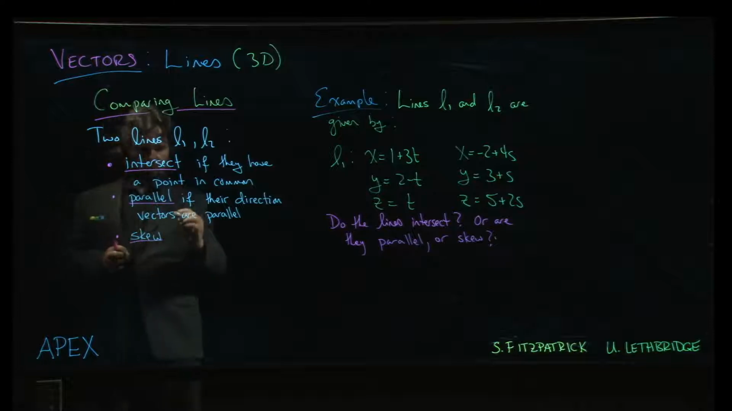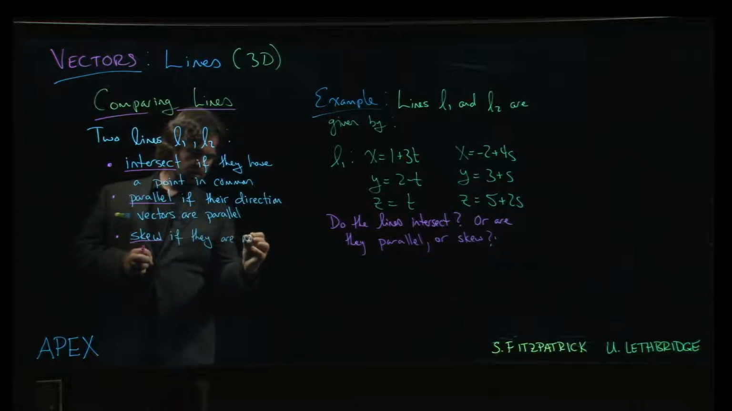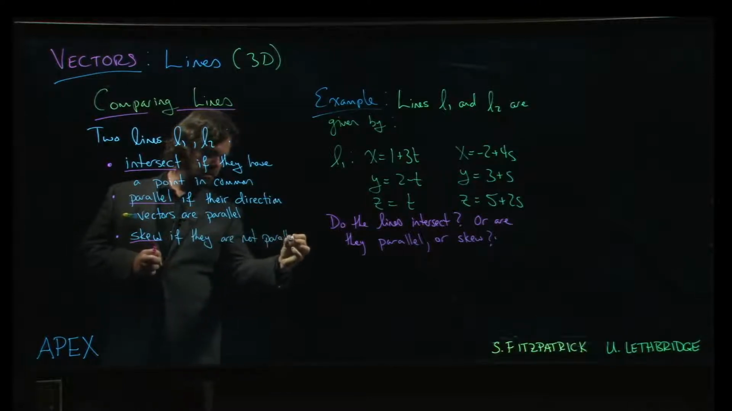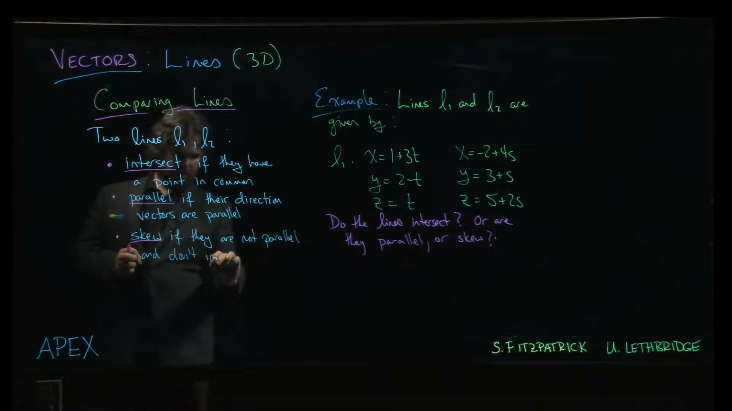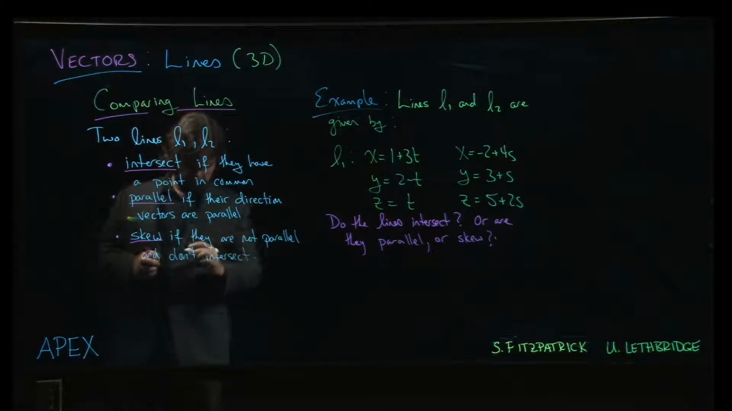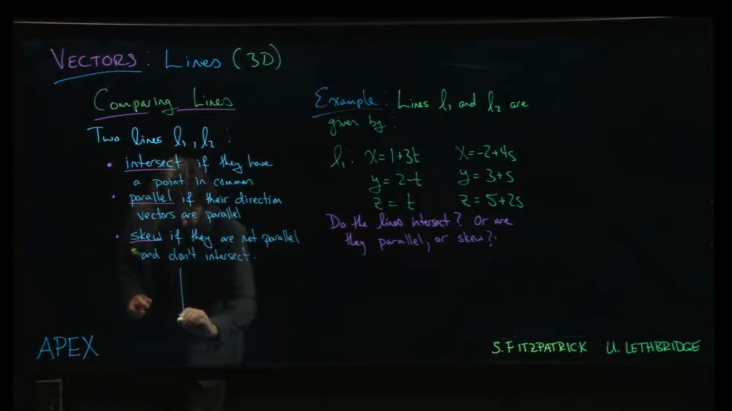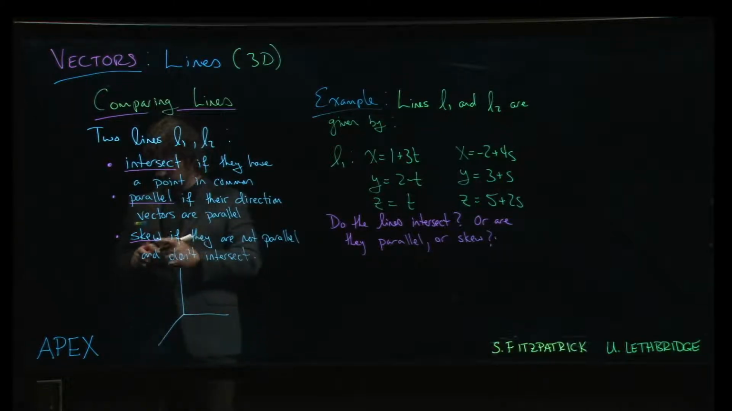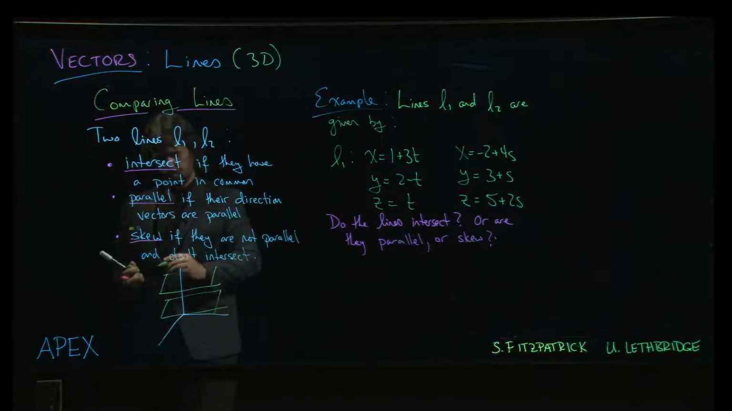Lines could be skew if they are not parallel and they don't intersect. Okay? And the reason that this can happen in 3 dimensions but not in 2 is that those two lines can live in parallel planes. So we might have, say, one plane there and another plane there, right?